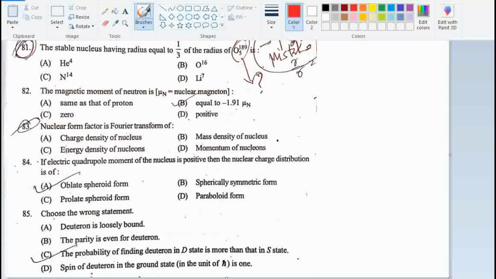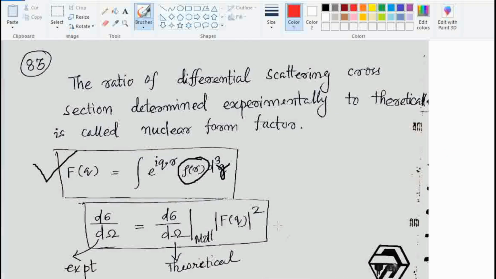Okay, now coming to question number 83, it is given that nuclear form factor is a Fourier transform of what? Option A, charge density; mass density; energy density; momentum of nucleons. Now let's see the solution. You see, the ratio of differential scattering cross section determined experimentally to the theoretical value is known as the nuclear form factor. This is the experimental scattering cross section and this is the theoretical scattering cross section. If you take both ratio, you will get the nuclear form factor.